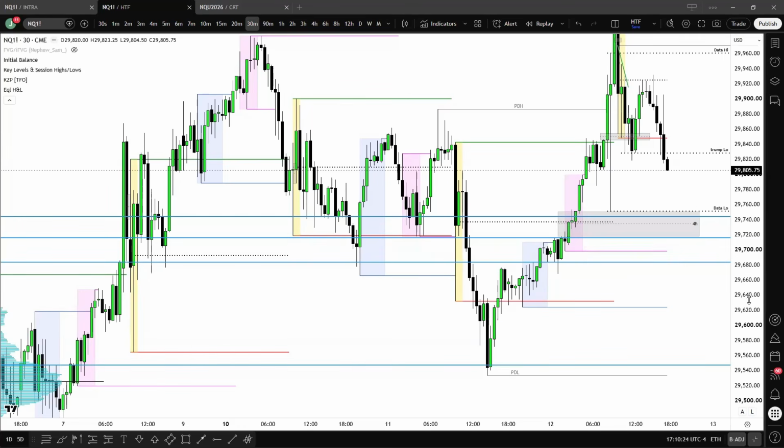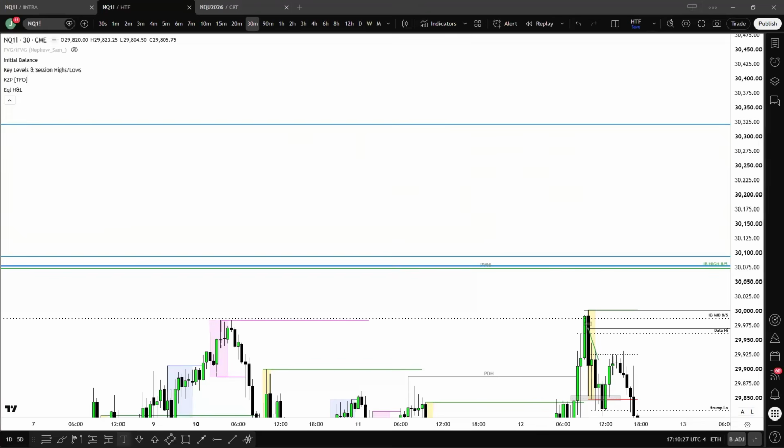Every trade has three categories. You have to have a bias. Where is price going? You have to have a narrative. If price is going there, where are we going to deliver from? And then you have to have a target and an execution.